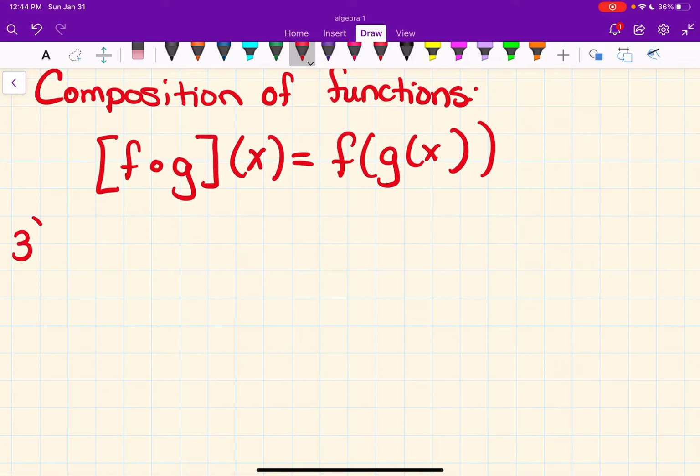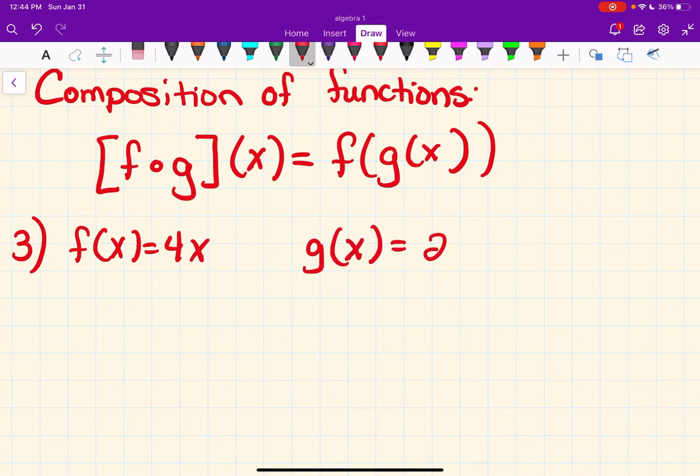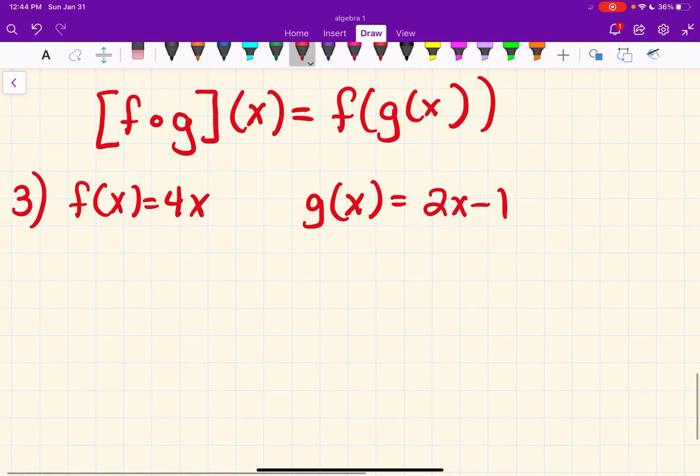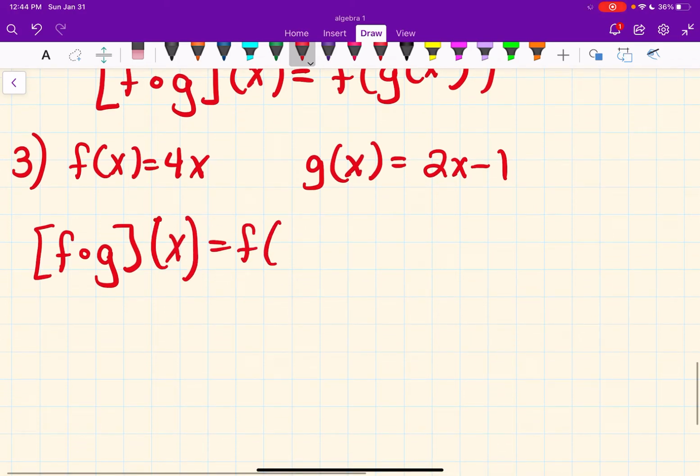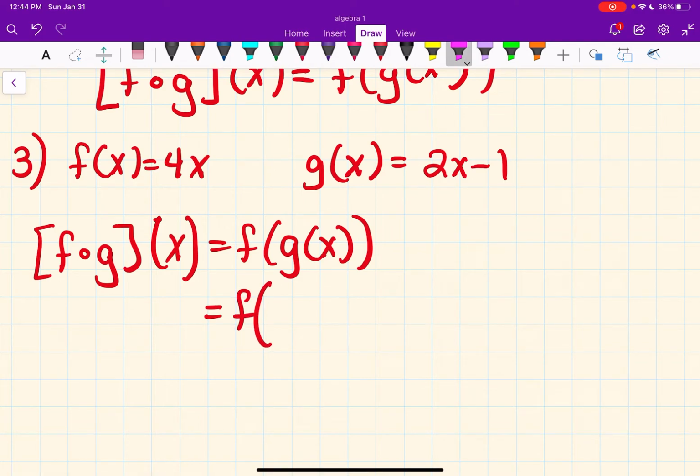So let's do number 3. Number 3 says f of x equals 4x and g of x equals 2x minus 1. Okay, so the first part says find f of g of x. And so the way I write this is f of g of x. I immediately replace my g of x with whatever the equation is. So I take out g of x and I replace it with this. So I'm just substituting in 2x minus 1.